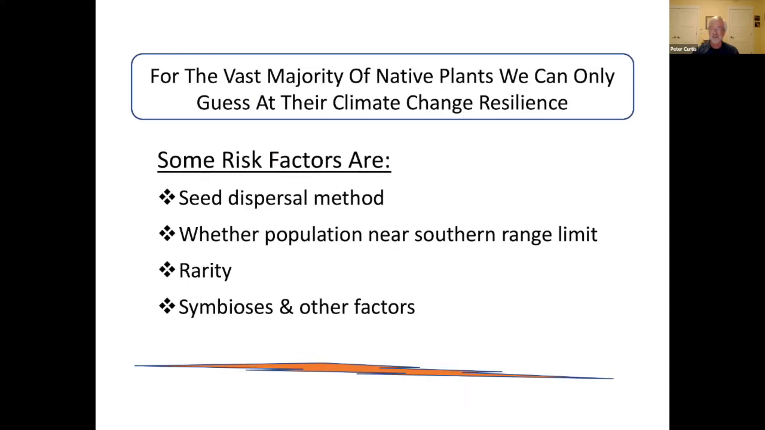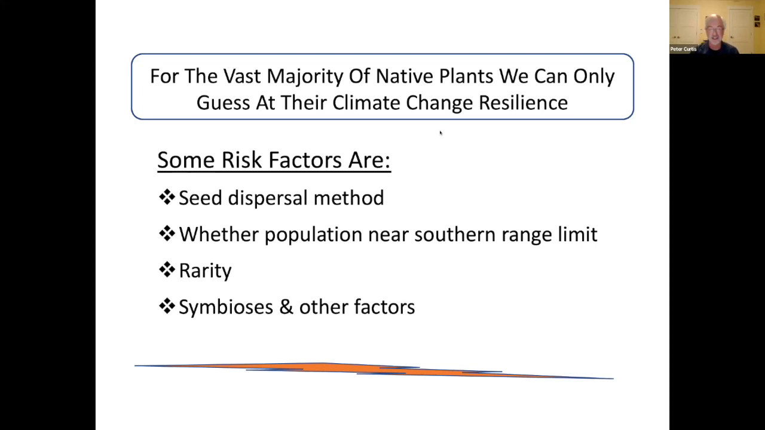The reality is that for the vast majority of our native species of plants around us, and we're going to get into some of the examples of this, we can only guess at their climate change resilience. In other words, we don't have all this information about drought resistance or its competitive abilities. But we can clearly identify some risk factors as we think about the likelihood that a given species would be able to react or be resilient to climate change or be able to migrate to new habitat if where they're currently growing becomes unsuitable. And not surprisingly, one of the characteristics is the seed dispersal methods.